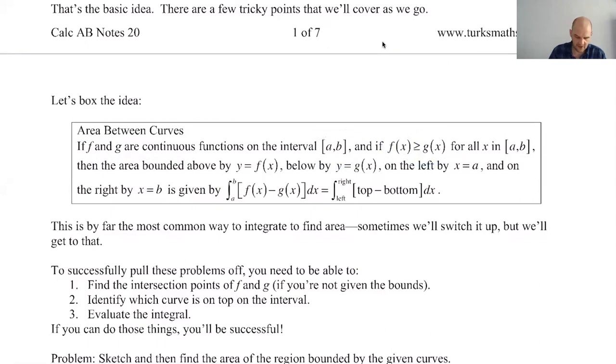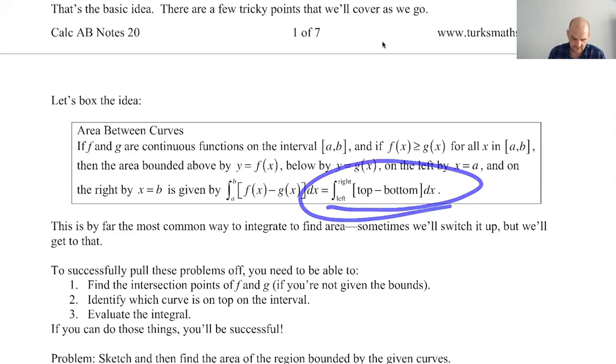The area bounded above by this, so that means it's the ceiling, right? It's up above and below by g of x. That means it's on the floor. I don't know why, but I have students every year who have trouble with bounded above versus bounded below. It's kind of weird because one's just the roof and one is the floor. On the left by A and on the right by B. This is just too many words.